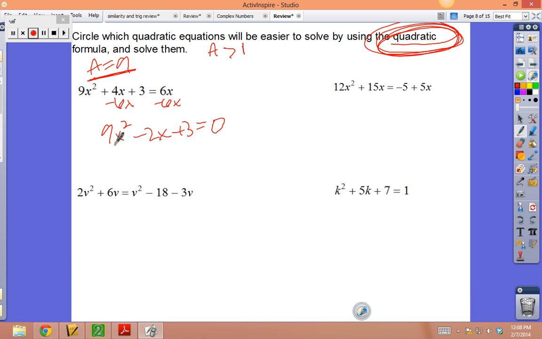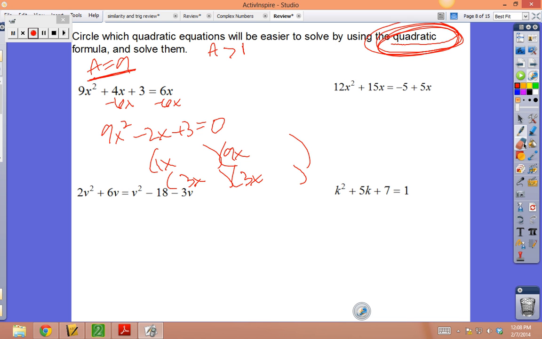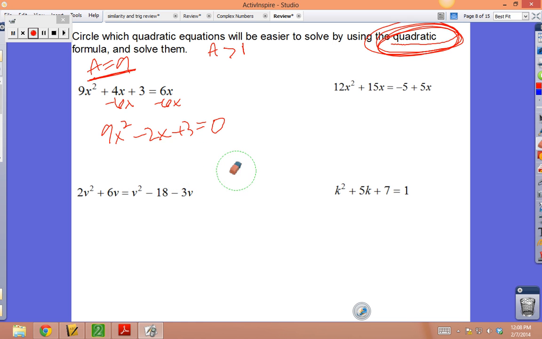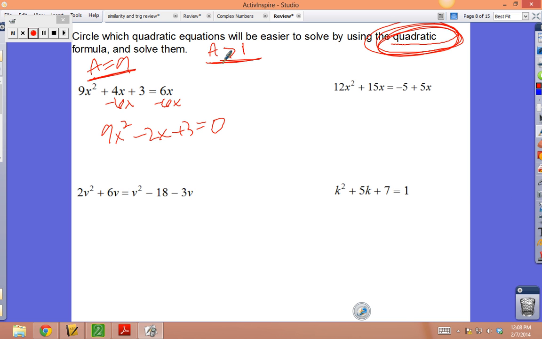Now if this A is 9, you got too many options because you have to get 9x squared. So you can't just put x and x. Maybe one of them's going to be a 1 and one of them's going to be a 9. Or one of them could be a 3x and a 3x, because you got to times these to get 9. But now you got to figure out what's going to times give you 3, add and give you negative 2. So that's going to be too messy. It's best just to do the quadratic formula. So you use the quadratic formula if A is anything bigger than 1.